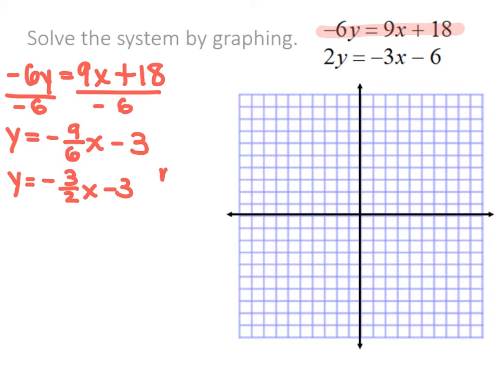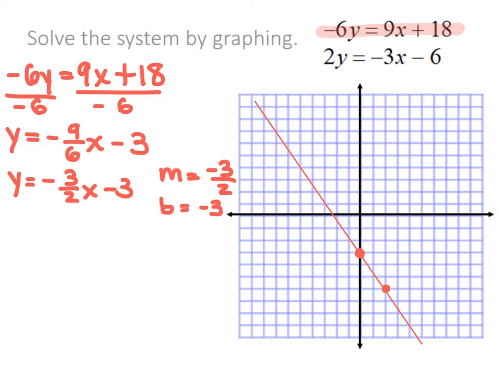So I know that my slope is negative 3 over 2. The y-intercept is negative 3. So I can plot my y-intercept, graph another point on the line, and then draw in the line.